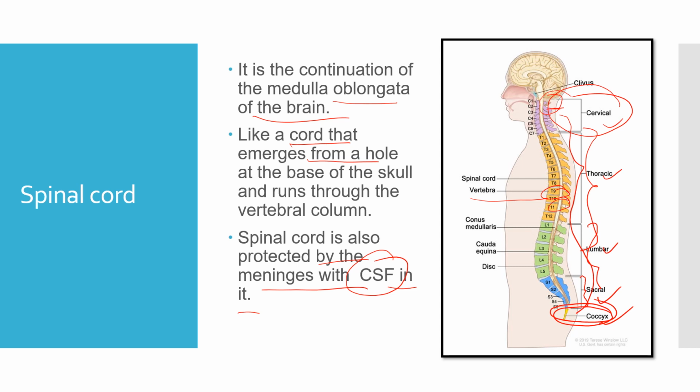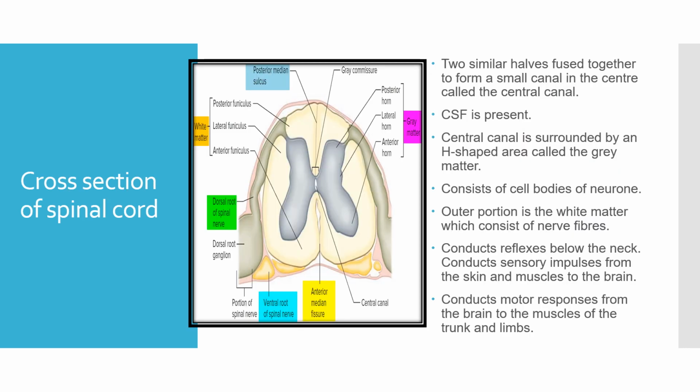We should know about the cross section of the spinal cord. Now here we are seeing the cross section of a spinal cord. Now when the cross section of a spinal cord is divided, it is having 2 similar halves which are fused together to form a small canal. So this canal is called the central canal. This central canal is containing cerebrospinal fluid, and it is surrounded by an H-shaped region which is the grey matter.